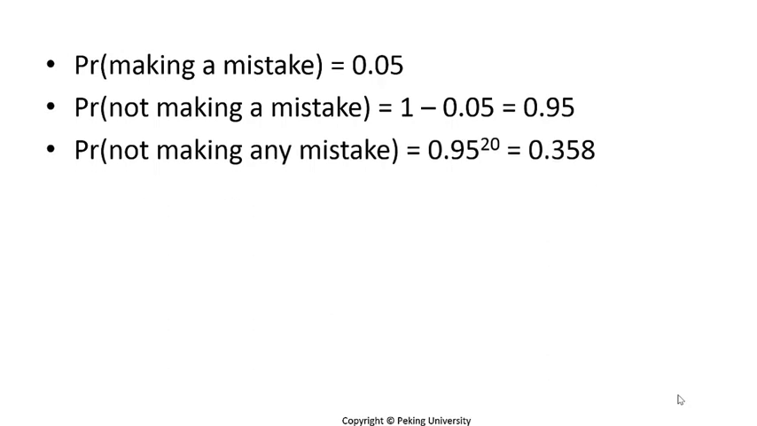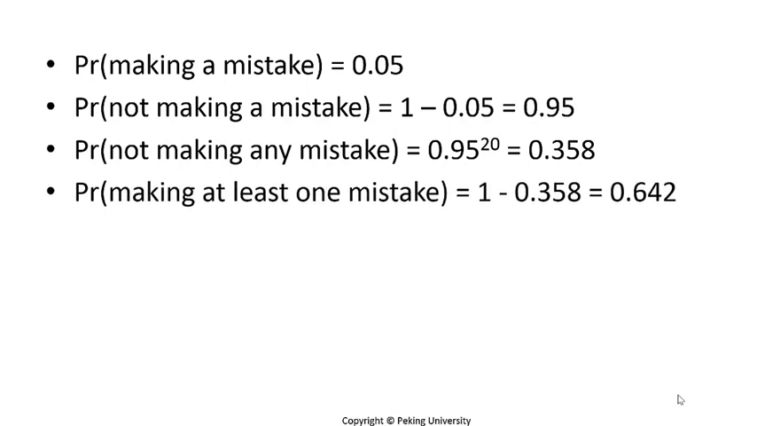Then the probability that we make an error in at least one of the 20 tests is 1 minus 0.358 equals 0.642. In other words, even if the probability that we make an error is 0.05 each time, the probability that we make an error in at least one test is still larger than 0.5. This is a multiple testing issue.